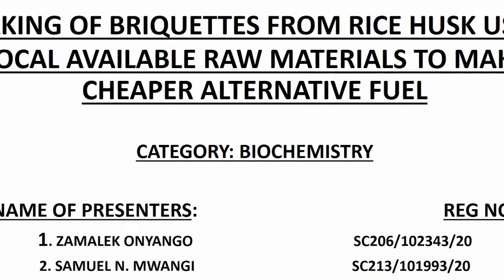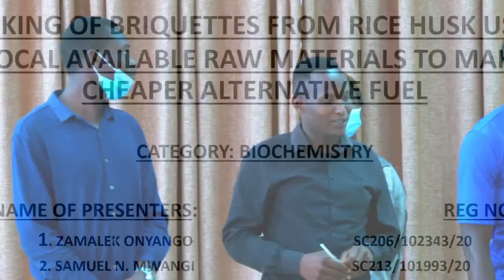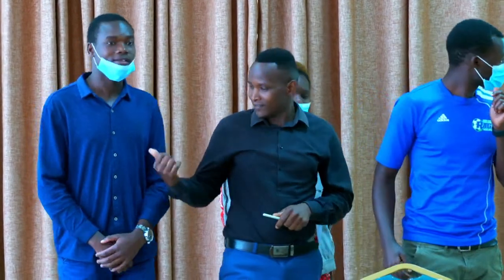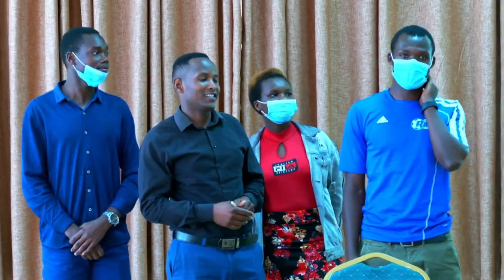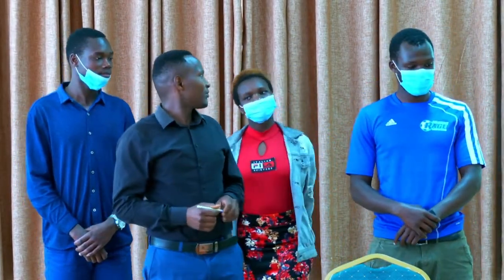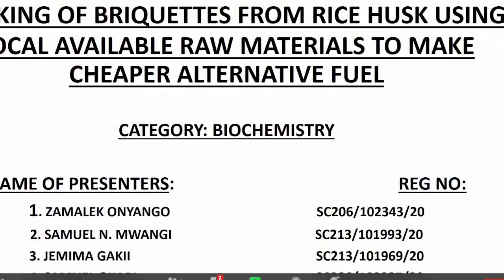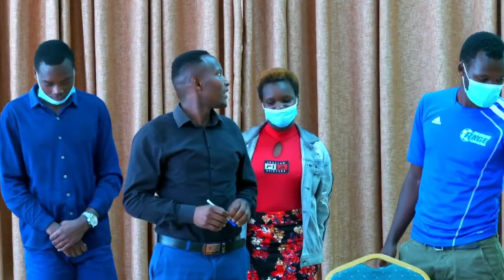Okay, good afternoon, everybody. This is my team that we are working on this project, briquette making, and I want to allow them to introduce and to say their names. Zamali Kunyango. Jamie Magaki. And Samuel. Okay, and I'm Samuel Mwangi. So, there are a number of things that we observed. That's why we decided to come up with this project.